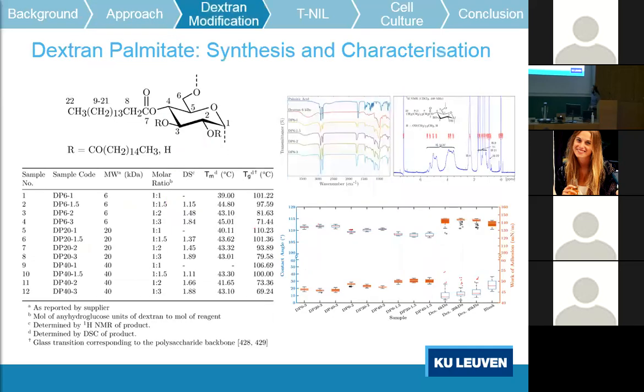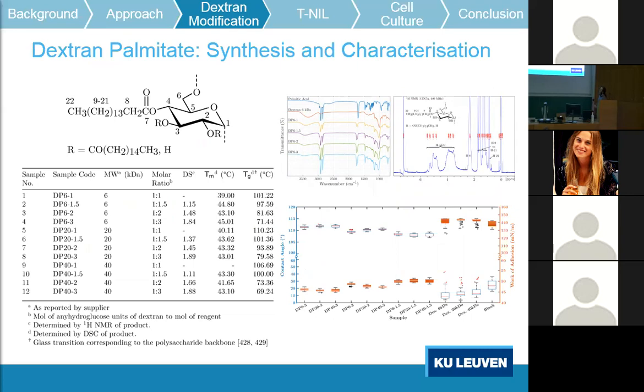And so I synthesized a variety of dextrin palmitates, shown up here, and here's an example of what a structure of that might look like. And I did this with a few different molecular weights of dextrin, varying the molar ratio of the reagents in the reaction in order to yield products that have varying degrees of substitution.